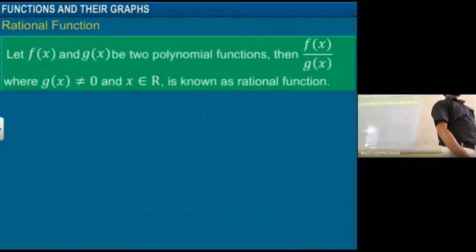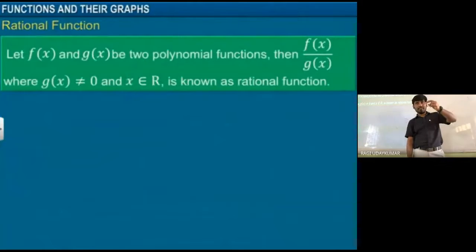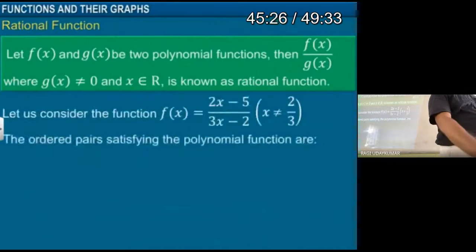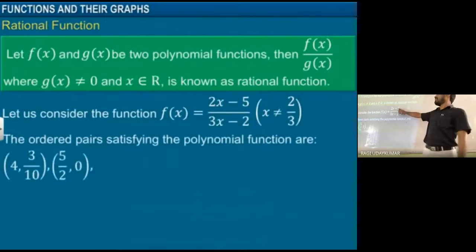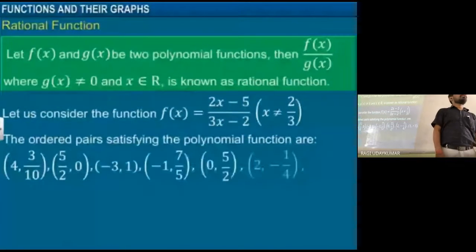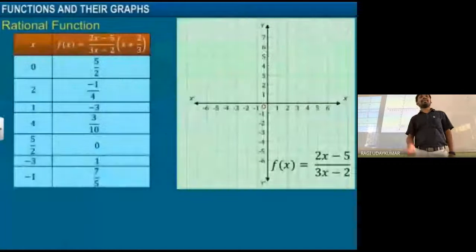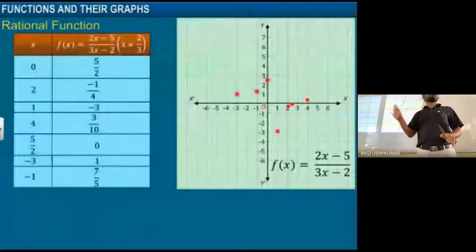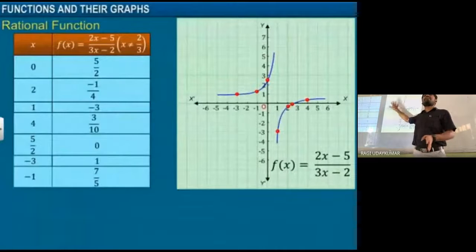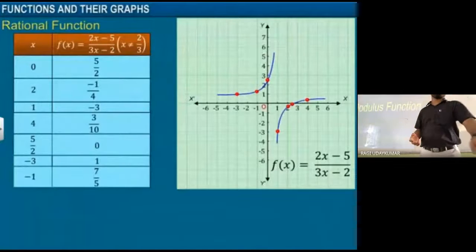Now the rational function. A rational function is nothing but if it is given to you the function f of x by g of x form, where g of x is not equal to 0, it is called a rational function. Like this, 2x minus 5 by 3x minus 2. Whatever x value you take, we are going to get a value. So this rational function is going to have a different graph. It need not be exactly like this; in different ways it is different.